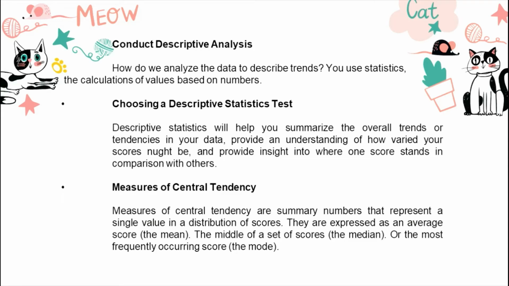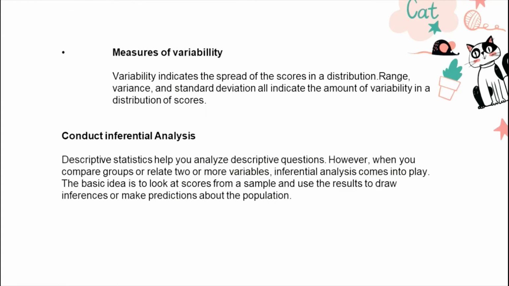Measures of central tendency. Measures of central tendency are summary numbers that represent a single value in a distribution of scores. They are expressed as an average score or the mean, the middle of a set of scores or the median, or the most frequently occurring score or the mode. Measures of variability. Variability indicates the spread of the scores in a distribution. Range, variance, and standard deviation all indicate the amount of variability in a distribution of scores.